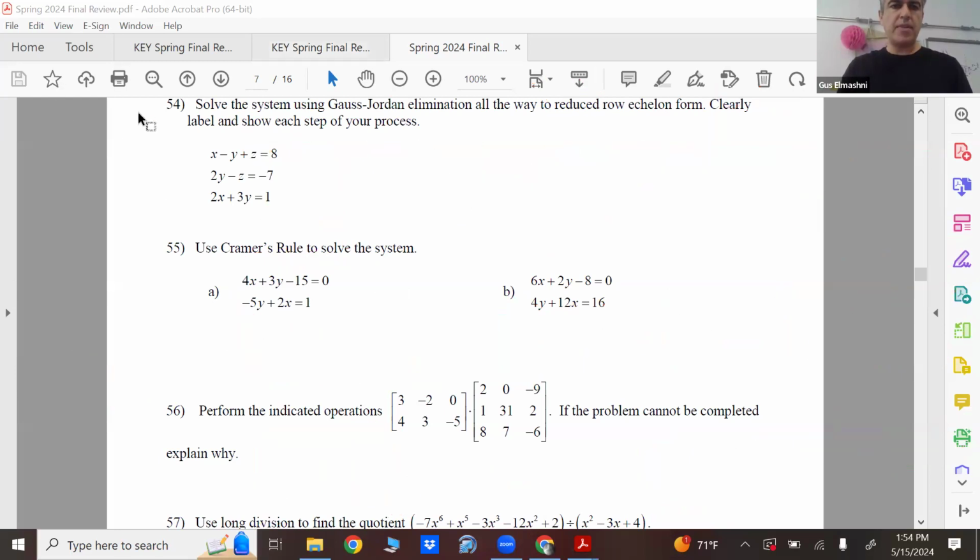Also, make sure you know how to find the determinant. Guys, quiet, please. Of a 2x2 matrix.